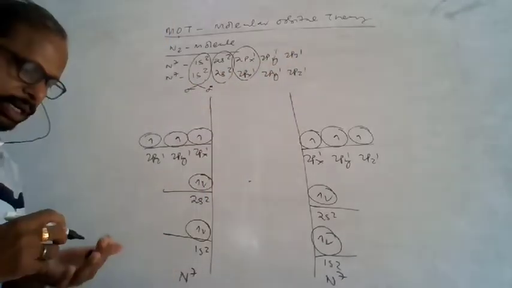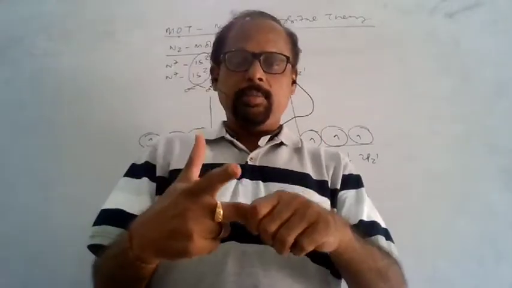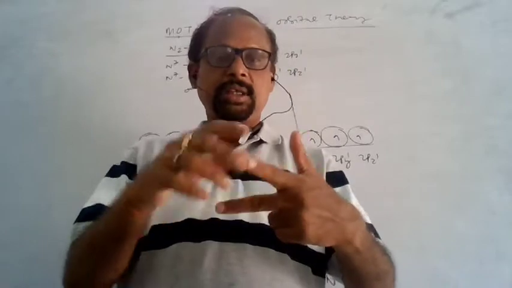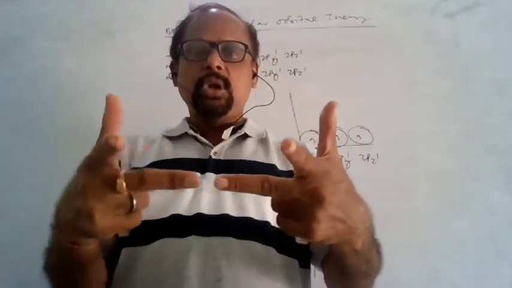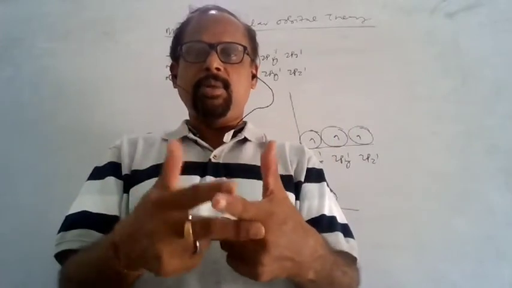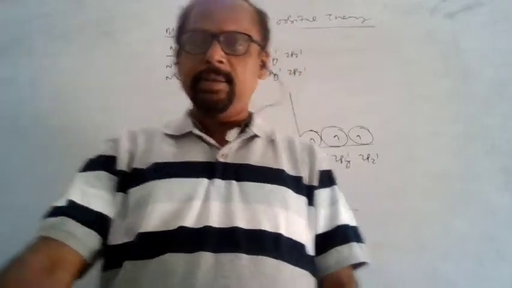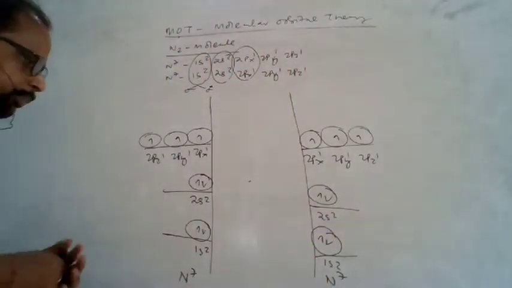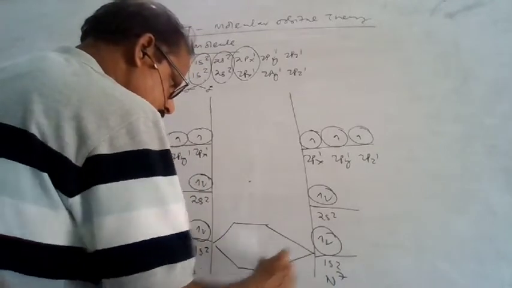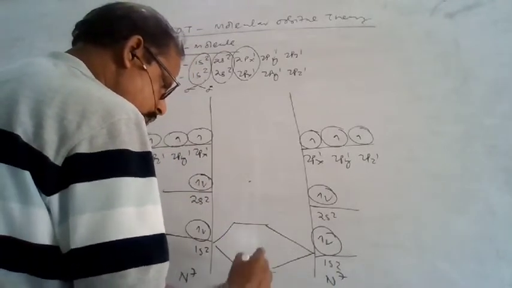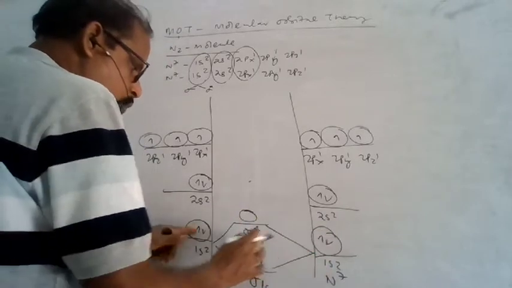So when the atoms combine, the 1s2 will overlap with the 1s2, and the 2s2 will overlap with the 2s2. In the s-s overlap, that will form the sigma and the sigma star. This is the sigma, sigma star.